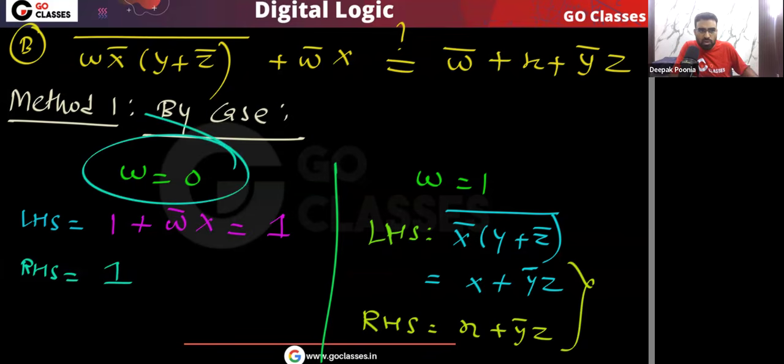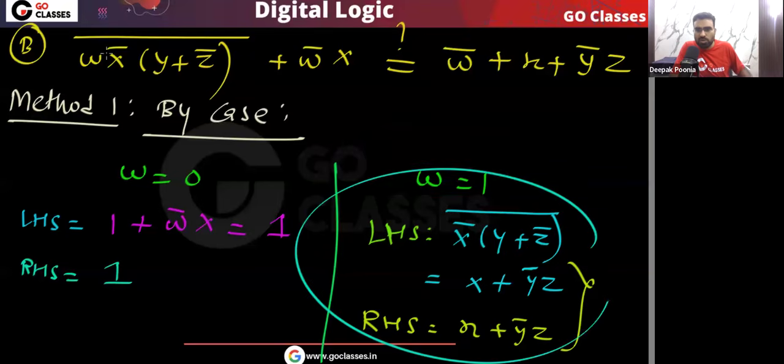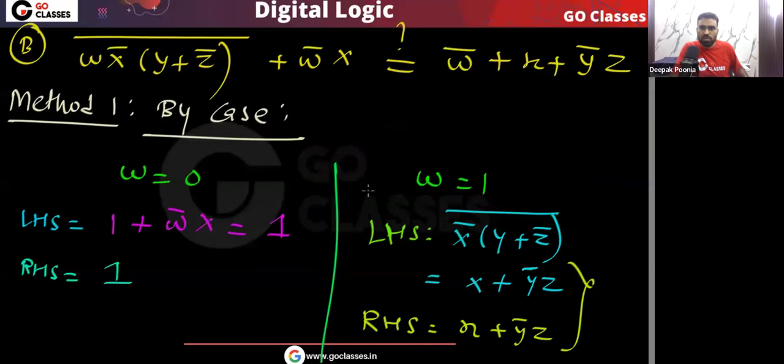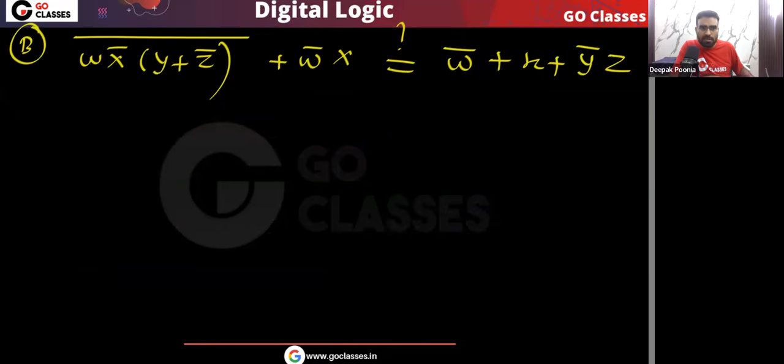So if you take W equal to 0, then also LHS, RHS are same. If you take W equal to 1, then also LHS, RHS are same. So I can say this is basically correct. I hope you understood. Again, this option B you can solve using the Boolean algebra simplification also. So let's apply the Boolean algebra simplification method number 2.